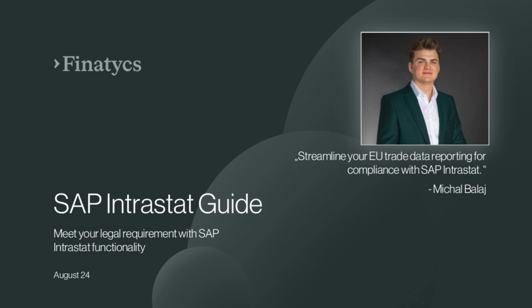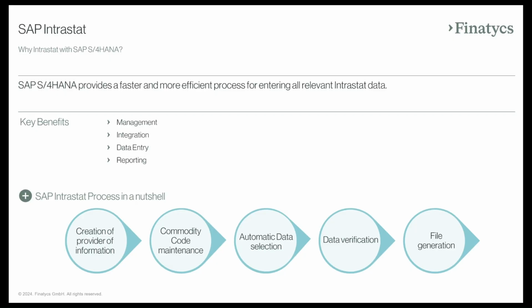Why Intrastat with SAP S/4HANA? SAP S/4HANA provides a faster and more efficient process for entering all relevant Intrastat data. The key benefits are management of Intrastat declarations, receipts and dispatches in one central location, seamless integration of sales and purchasing processes, automatic data entry for Intrastat declaration forms, efficient data entry for all relevant information, faster and more accurate reporting for the cross-border movements of goods.